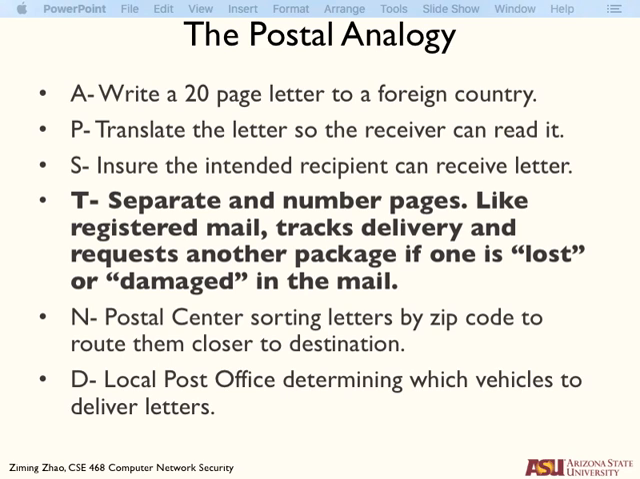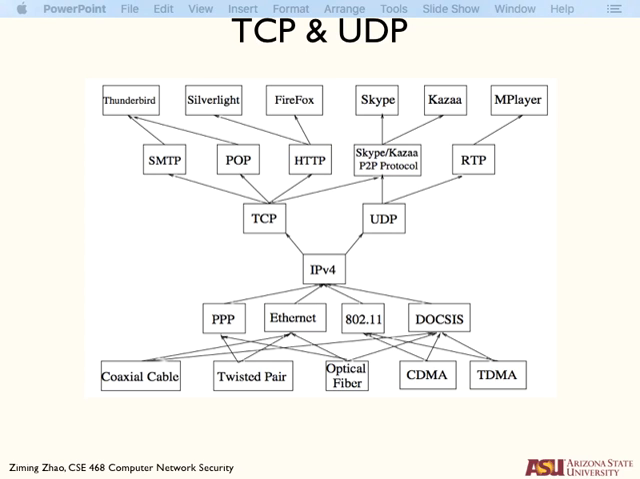TCP was split into TCP and IP, and they wrap the IP a little bit to make a very simple transport layer that is called UDP. So the description here actually describes the TCP. UDP is not like registered mail. It cannot track deliveries, and it cannot request a new package if one is lost. So right now, the transport layer protocols we are using are almost just TCP and IP.